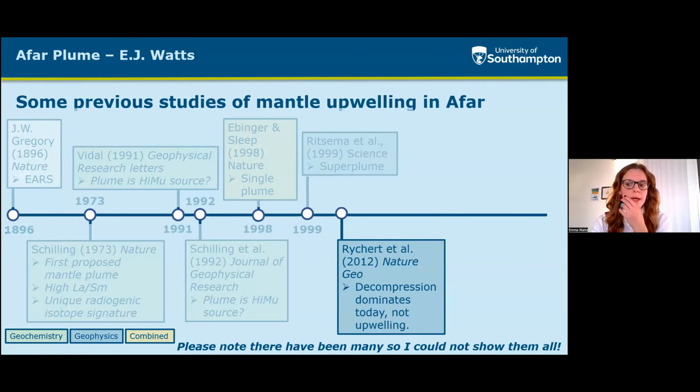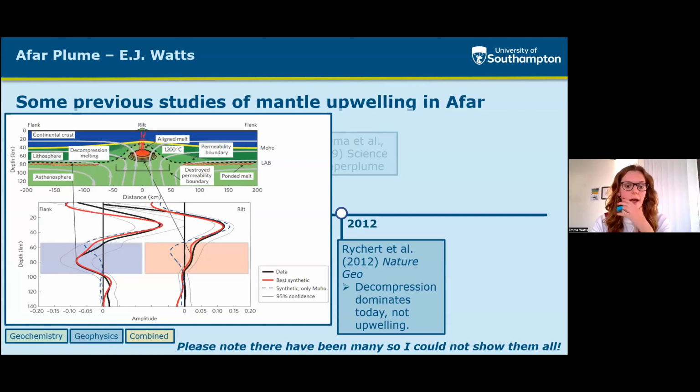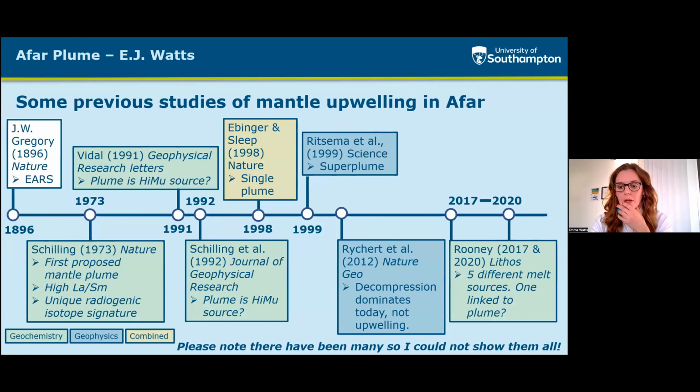But then we had some other papers that come up that debate whether there is actually a plume present. So in 2012, there was a paper by Reicher et al., and they argued that decompression melting might have been dominant rather than a mantle plume or upwelling. So there's been this back and forth debate of different methods and different findings.